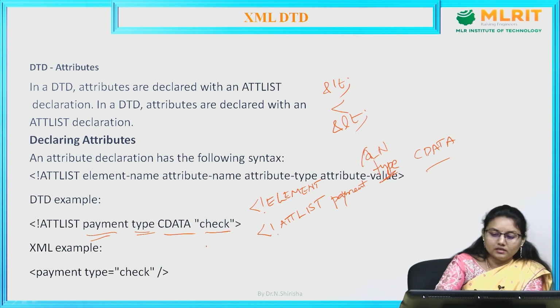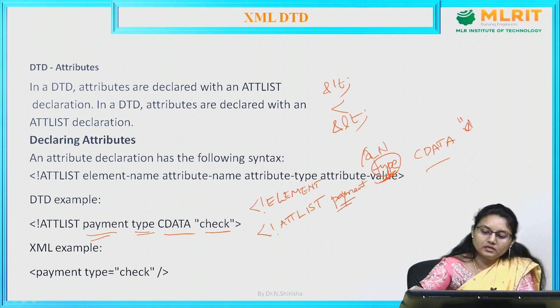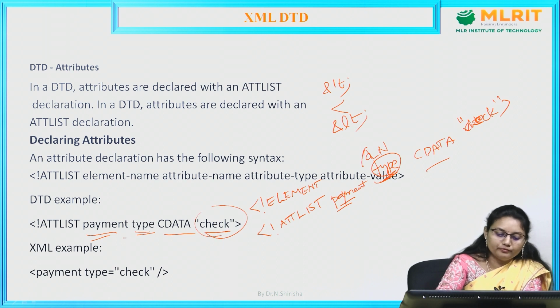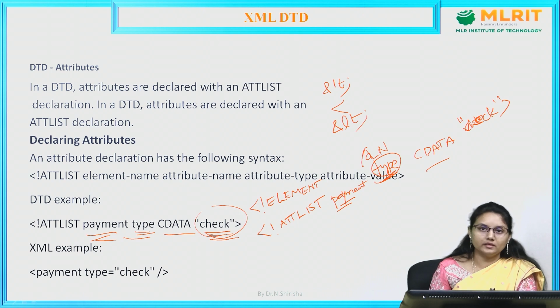So check what type of payment you are giving. The value you can give within the double quotes. What is this type of payment that you want to do, that you are giving as an attribute. Okay.